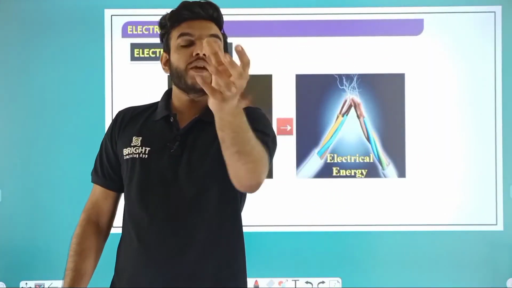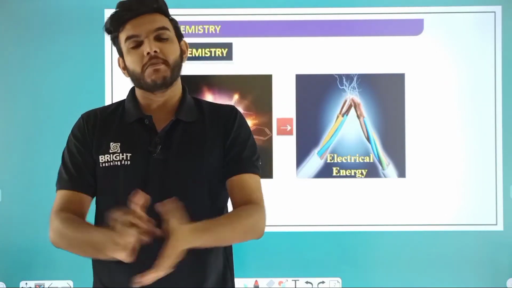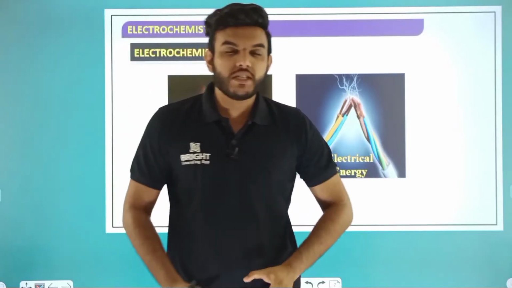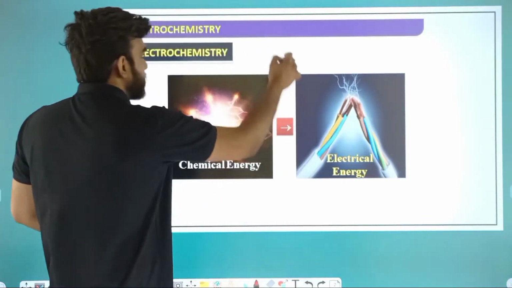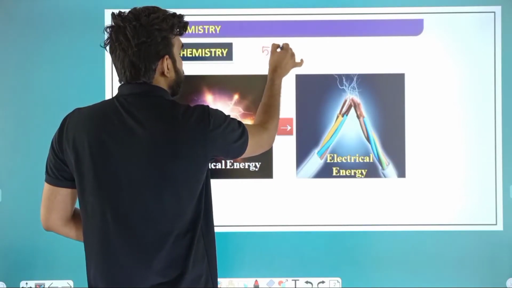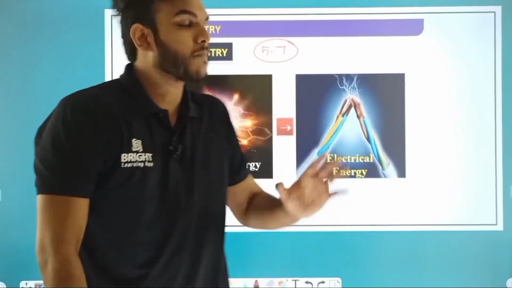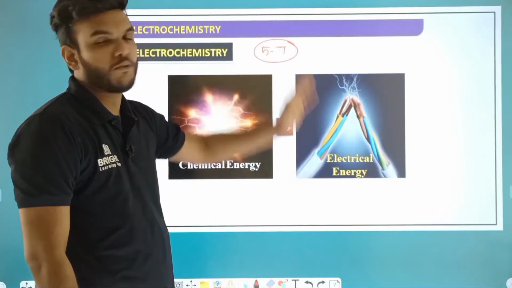Students, in this session we are going to study our new chapter, and the new chapter is electrochemistry. In the electrochemistry chapter, we can get questions worth between 5 to 7 or 5 to 9 marks, and most probably in all the exams it comes as a mark in between 5 to 7.